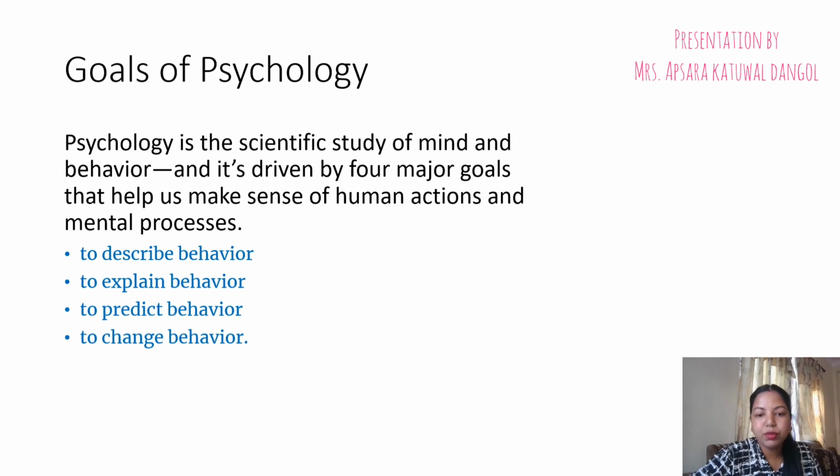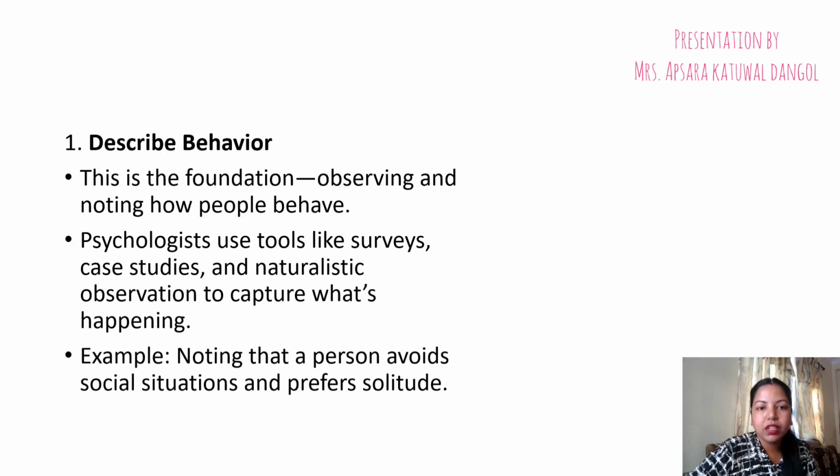Number one, first goal of the psychology is to describe behavior. Second one is to explain behavior. And third one is to predict behavior. And fourth one is to change behavior. Let us know in detail about these goals.